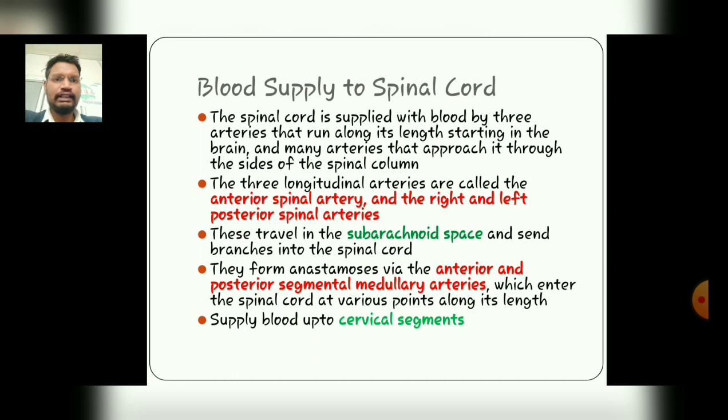As these three arteries travel in the subarachnoid space and send branches into the spinal cord, and they form anastomosis together via the anterior and the posterior segmental medullary arteries, which further enter into the spinal cord at various points along its length, which later on supplies the blood up to the cervical segments.